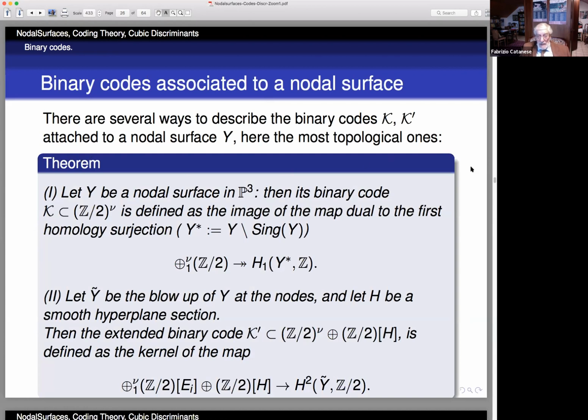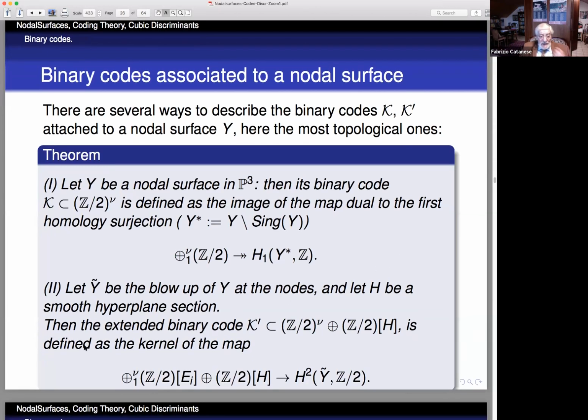Now, the next question is, there are several ways to describe the binary codes as attached to a nodal surface. And there are 2 binary codes, okay? So a first way is you take a nodal surface, and now you take K in Z2 to the nu, the image of the dual map to the first homology surjection. So I take the homology of the smooth part, and here the direct sum of Z mod 2, I just take some punctured neighborhoods of the nodes, and this has homology Z mod 2. So I take the homology of this union of punctured balls around the nodes, I map it to Y star, and I get this surjection here. And dualizing, I get the code.